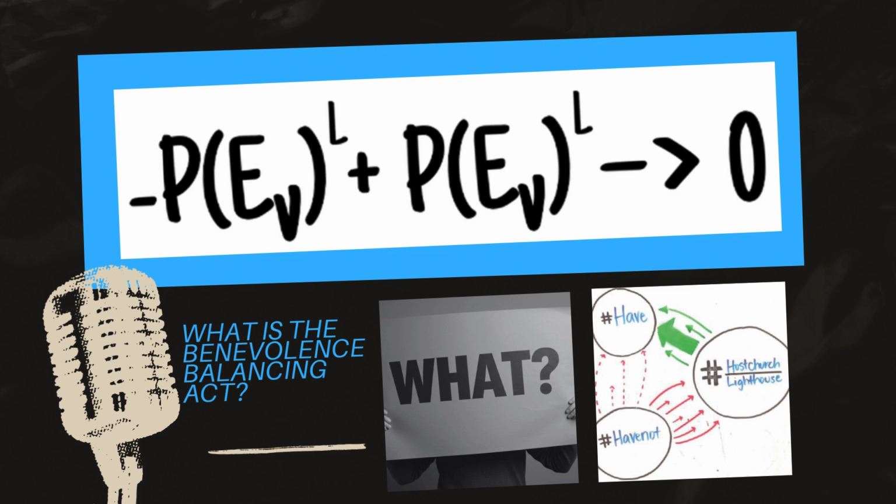You're probably looking at this and thinking, what is this? Advanced calculus for kindness. And yes, it looks mathematical, but it's really about structure. It's about bringing clarity to compassion. Let's break down the first half, the one on the left. Negative p, open parenthesis, e sub v, close parenthesis, exponent L.